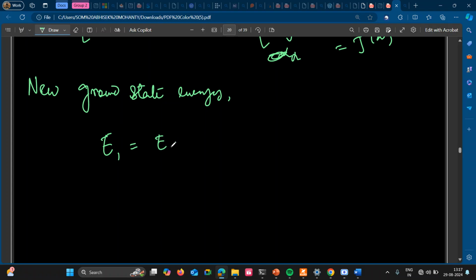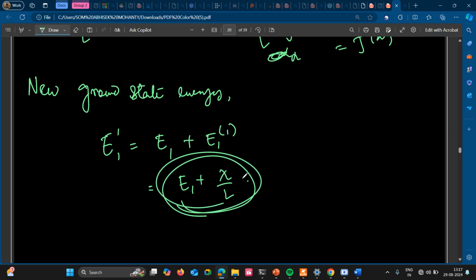Let me write it like E1. The original E1 plus the perturbation, there is a change in energy. So what was E1 exactly? They're not giving any specifics. So E1 plus u1, and this one will be lambda by n.